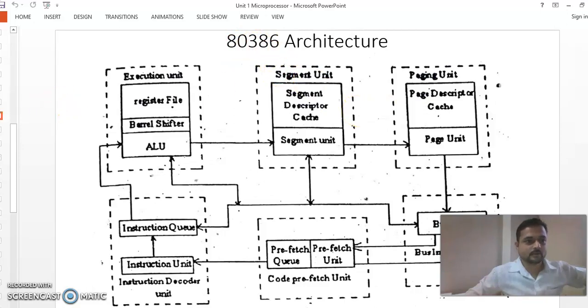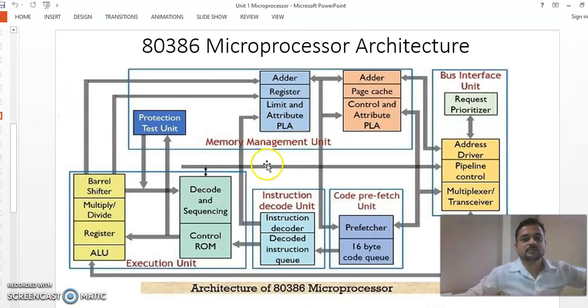Okay, so if you see further, this is again the architecture having the same blocks: bus interface unit, code prefetch unit, instruction decode unit. Then the execution unit consists of ALU, registers, multiply, divide, and barrel shifters. Okay, this is given to the memory management unit. It consists of the adder, registers, limit. Okay, these are the different blocks.